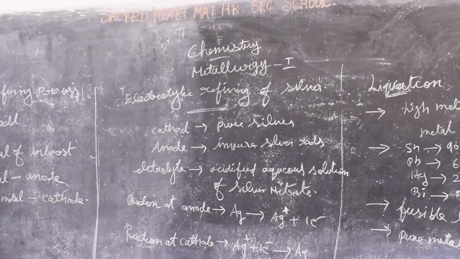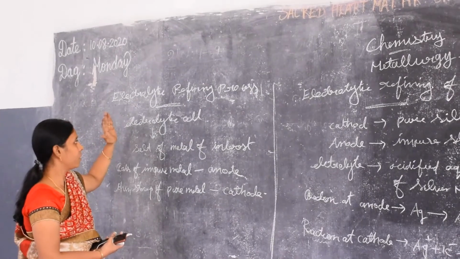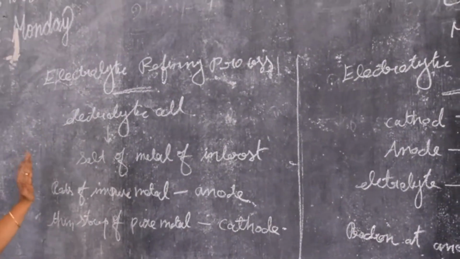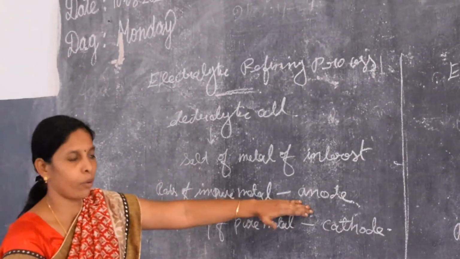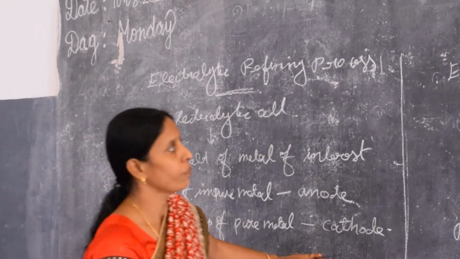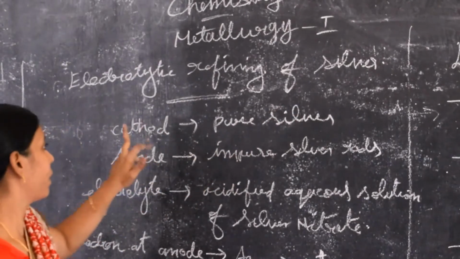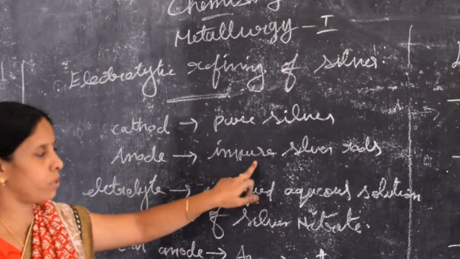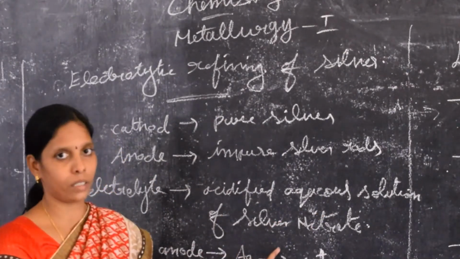This process is carried out in an electrolytic cell, the cell containing a salt of the metal of interest. The rods of impure metal act as the anode and a thin strip of pure metal acts as the cathode. For example, in the electrolytic refining of silver, the cathode is pure silver and the anode is impure silver rods, and the electrolyte is an acidified aqueous solution of silver nitrate.